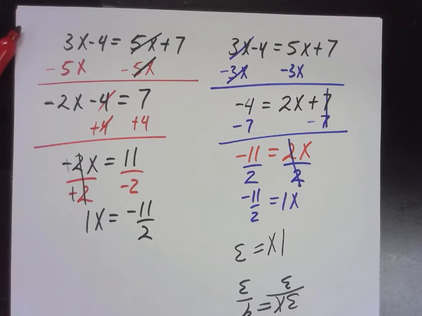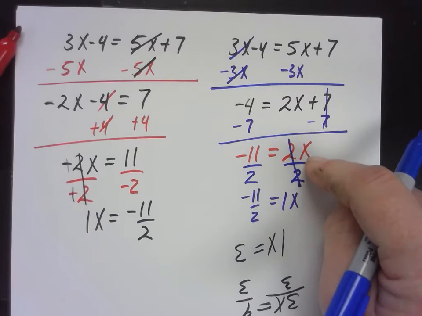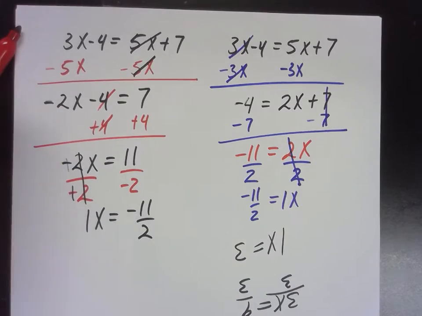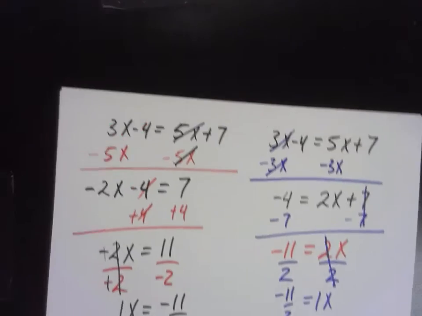So, does it matter which side of the equation you get rid of the variable from? No, it's your choice. Now, I don't even know if this is even any easier, but I just wanted to show you both ways, show you that they both work, and it's really your choice how you want to do it. Okay?